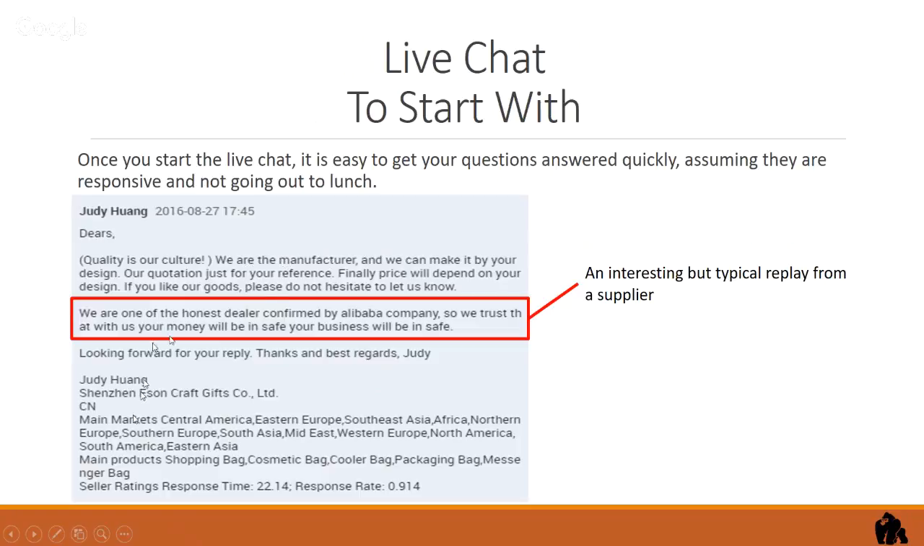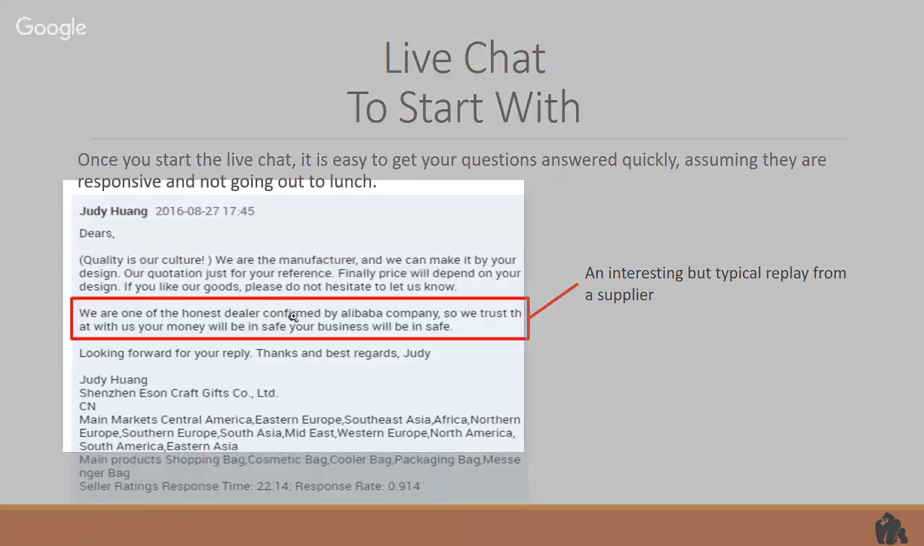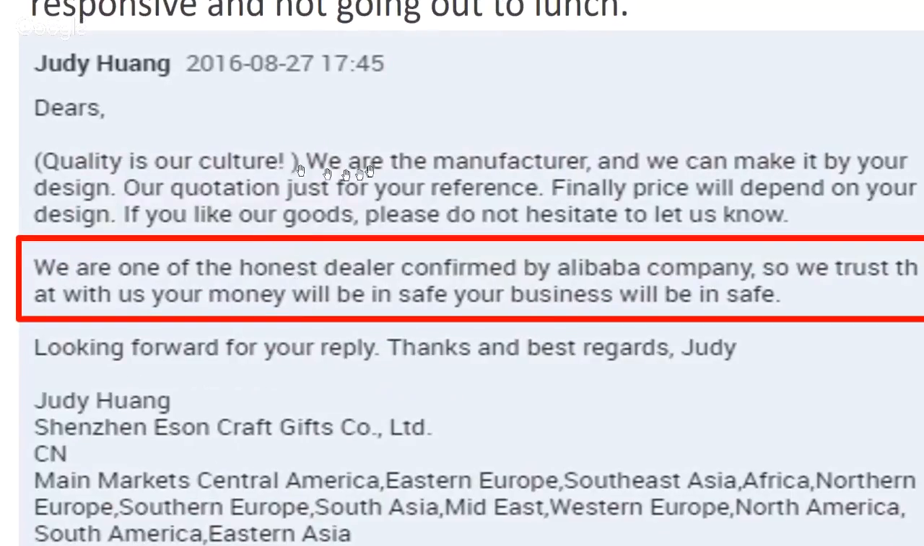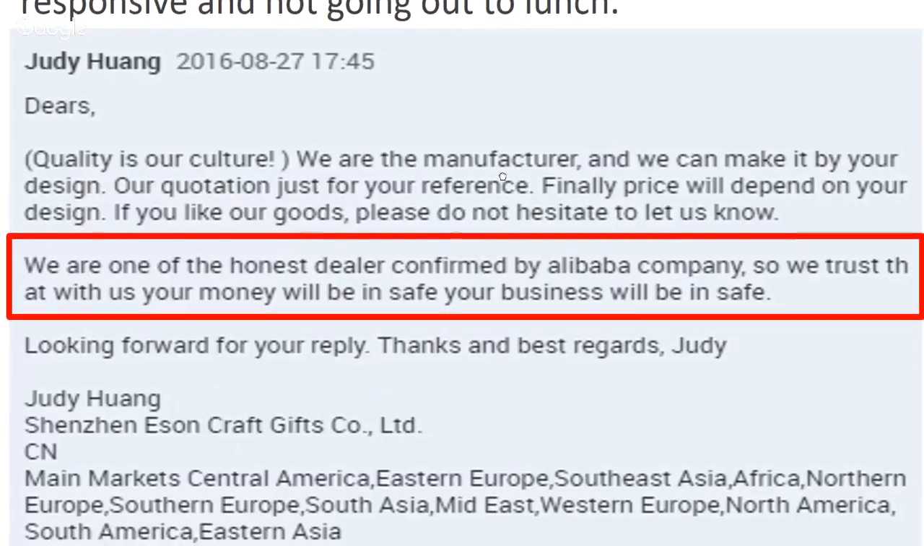Quality is our culture. So we've got our basic statement here. Standard reply. Okay, culture, quality is our culture. We are the manufacturer. Right, so that's the important information for me to understand. Manufacturer versus trading company. So it's just more information I can make my decision on. And we can make it by your design. In other words, they offer what we call OEM, original equipment manufacturer. So if I've got a specific design I want to make, if I've got my logo there, if I want to change something, they can do that for me. Okay, which is great.